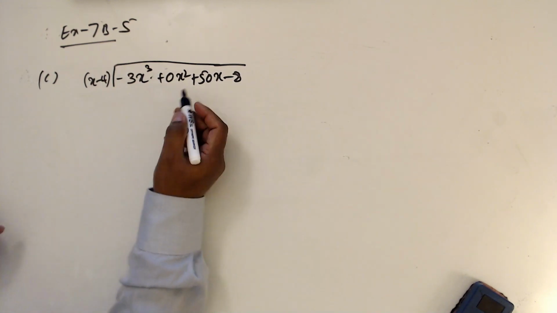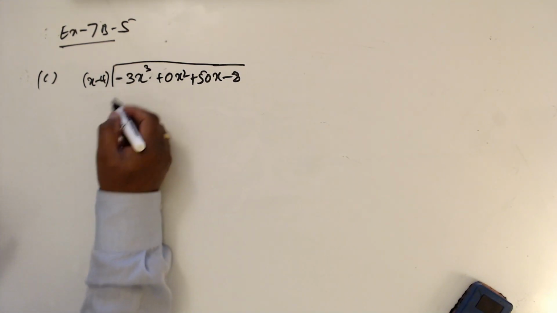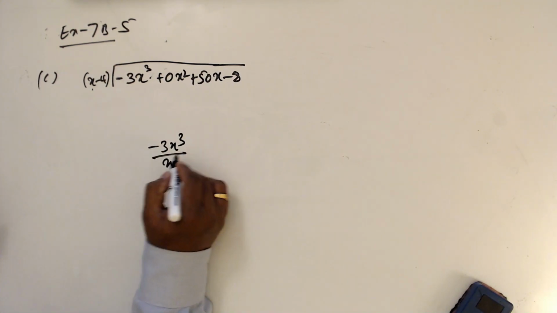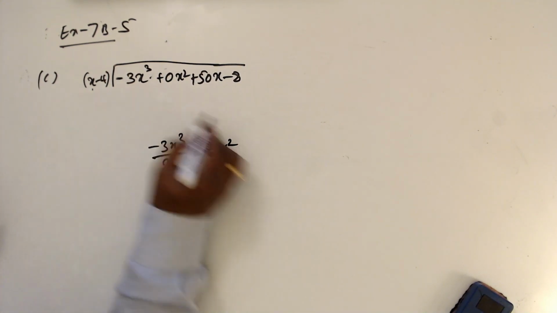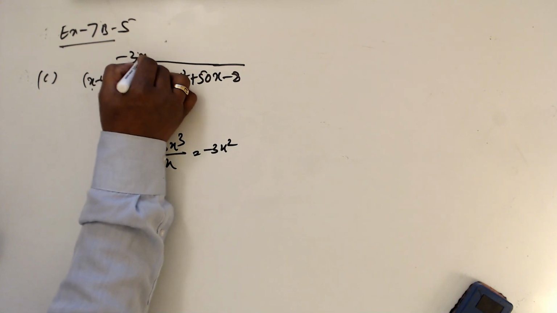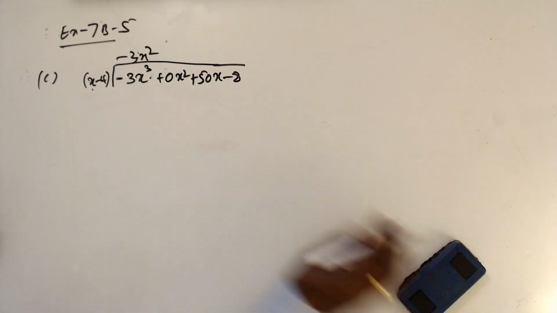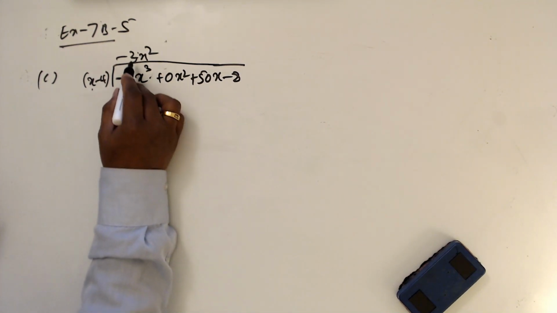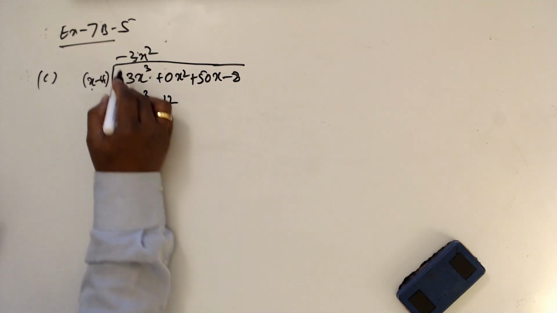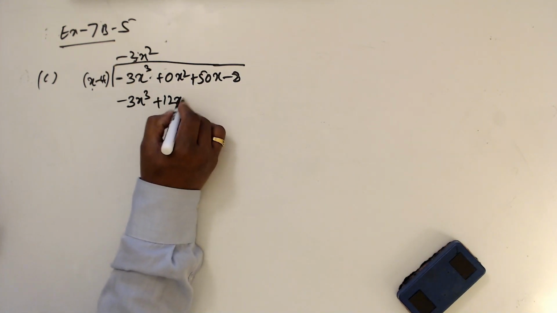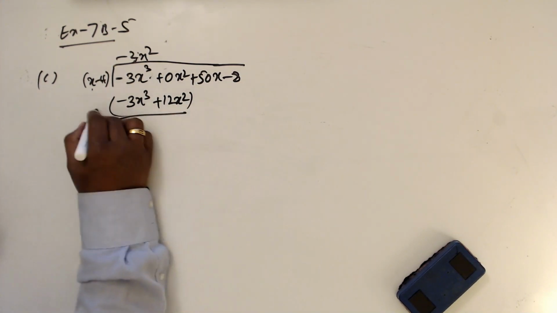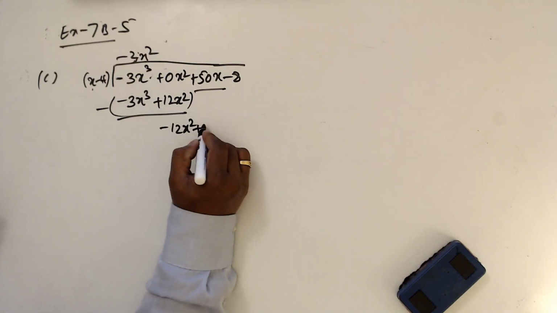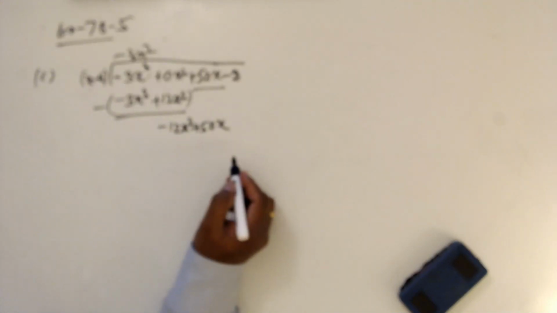Now, divided by x minus 4, this is going to be minus 3x cube divided by x, which is going to be minus 3x square. So this is minus 3x square, and minus 3x square times x is minus 3x cube. This is 3 times 4, 12, and minus times minus is plus 12x square. Then we have to subtract this one, which has become minus 2x square. Bring this one down, 50x now.